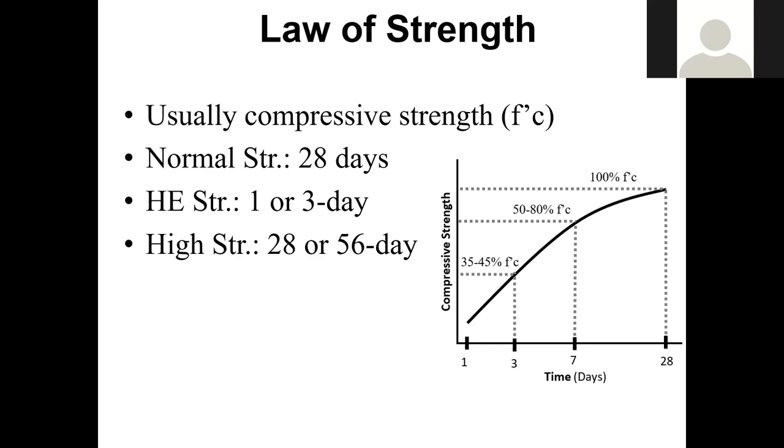You can also base for law of strength if you need something high early. So you need high strengths at an early age, like 1 day or 14 hours or something like that, 3 days maybe. Those are called high early strengths. And so they change these numbers quite a bit, depending on what you're doing. And then you have high strength concrete. So it's kind of like ultimate high strength. So you may look at 28 days or 56 or even 90 days to get really strong concrete. So usually when you say high strength, ultimate high strength, you're talking about over 8,000 PSI concrete.